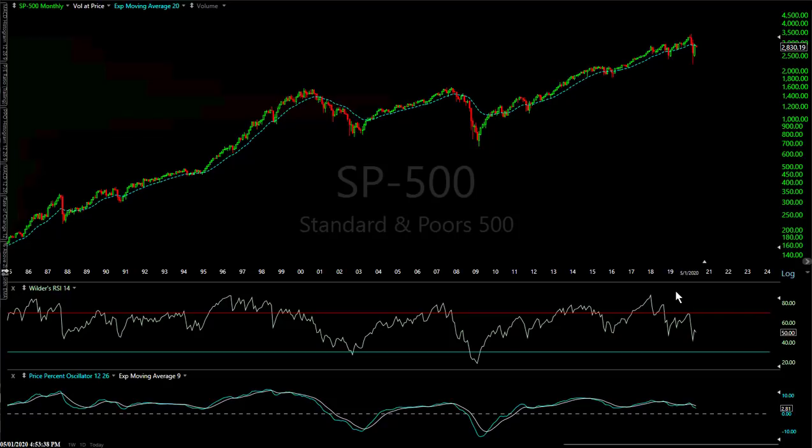We're going to start out here taking a look at the longer term charts. In fact, the longest time frame I'll usually work off of, which are the monthly charts. What that means is every candlestick here represents 1 month of trading action in the S&P 500.